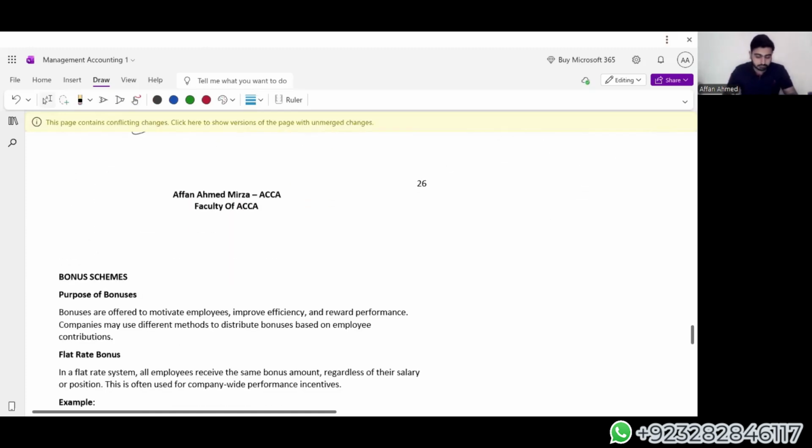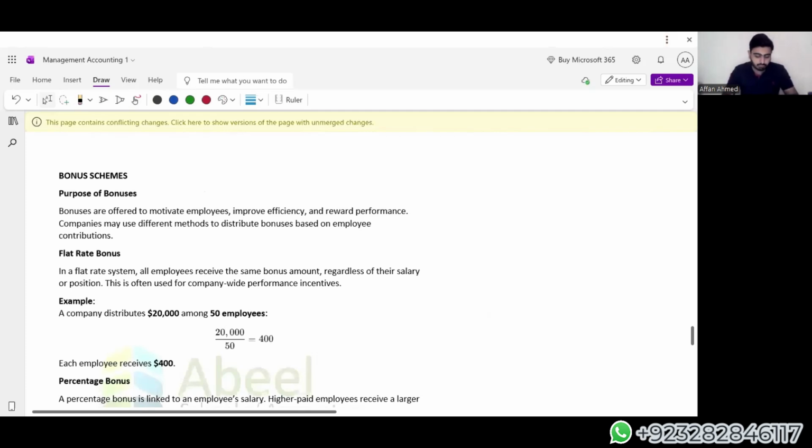Okay. Now, bonus schemes. In bonus schemes, what do we see? The purpose of bonus is to incentivize the particular employees so that they are more eager to work, more eager to come to the organization, and they are basically having a good time at the organization. They are willing to contribute towards the organization while leaving their families aside, while leaving their personal life aside. Okay. Now, there are multiple methods through which we can give a bonus.